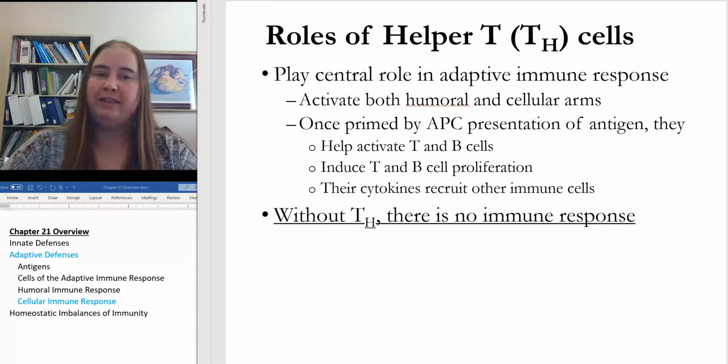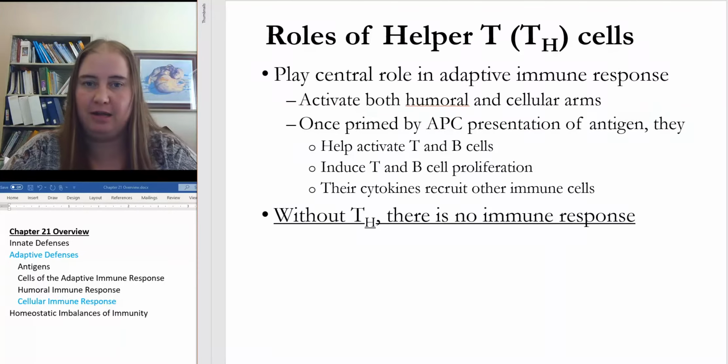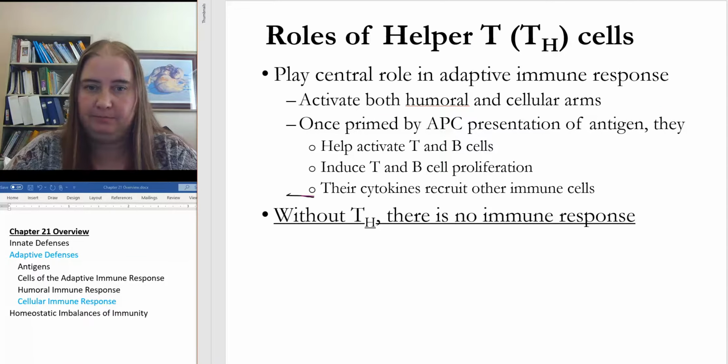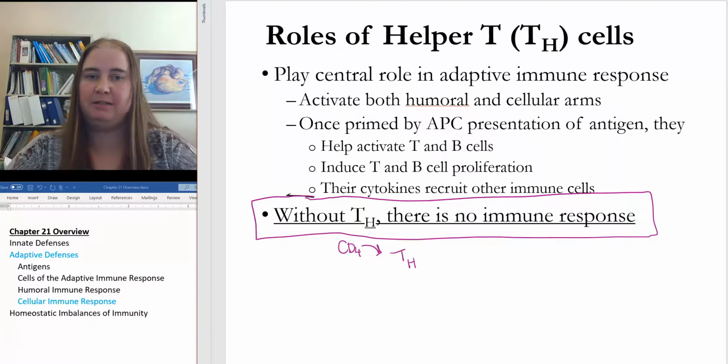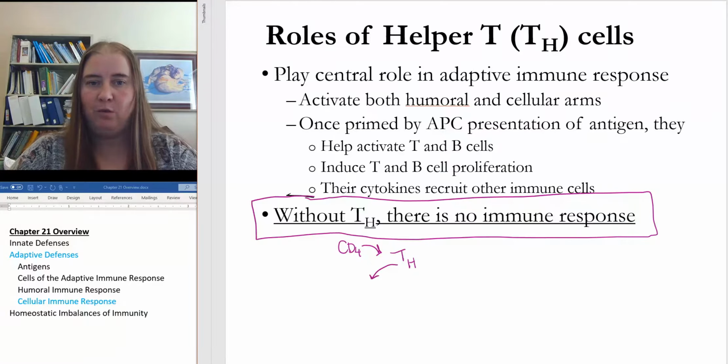So without our T helper cell, and I can't emphasize this enough, you guys, without the T helper cell, you do not get an immune response. Because again, and we'll show this on the next slide, that T helper has to become activated. So our CD4 has to become a T helper. That T helper will activate our B cell, which will also activate our CD8 cell.